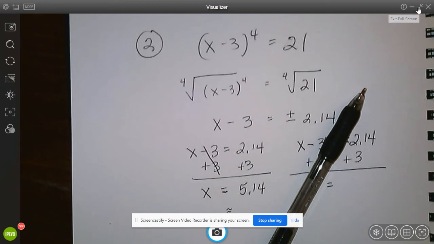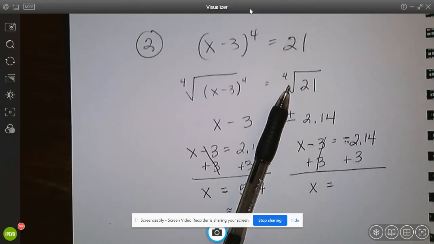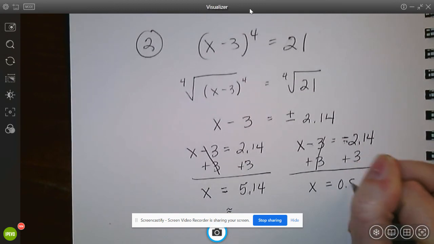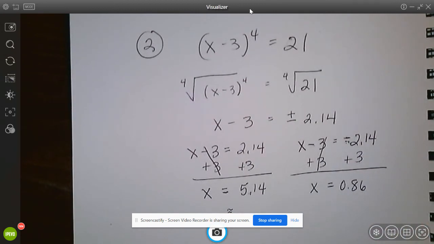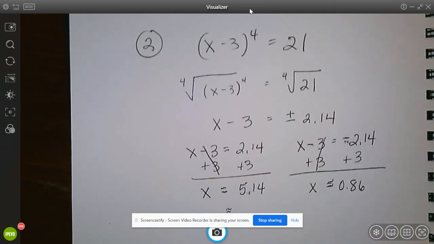And if you're not comfortable doing that in your head, you can just go over here to Desmos, because remember, Desmos does everything for you. You can do these calculations, negative 2.14 plus 3. Okay, there we go, 0.86. And again, this is really approximately 0.86. So really Big Ideas likes you to have these because technically that's what it is. But these are our two answers.